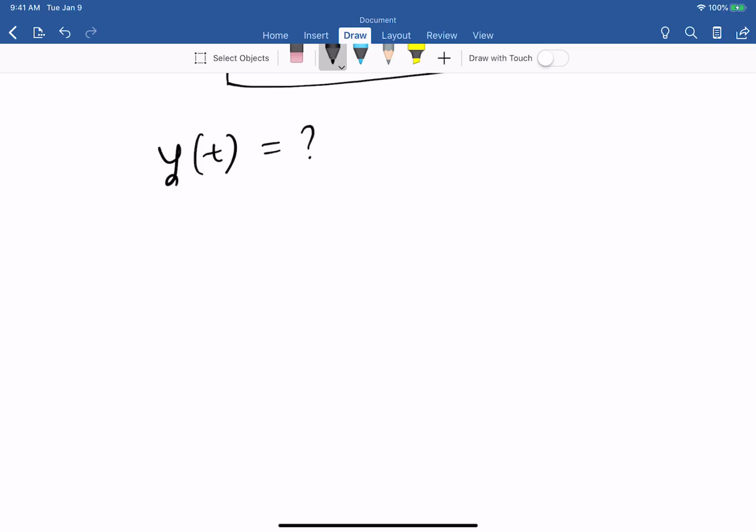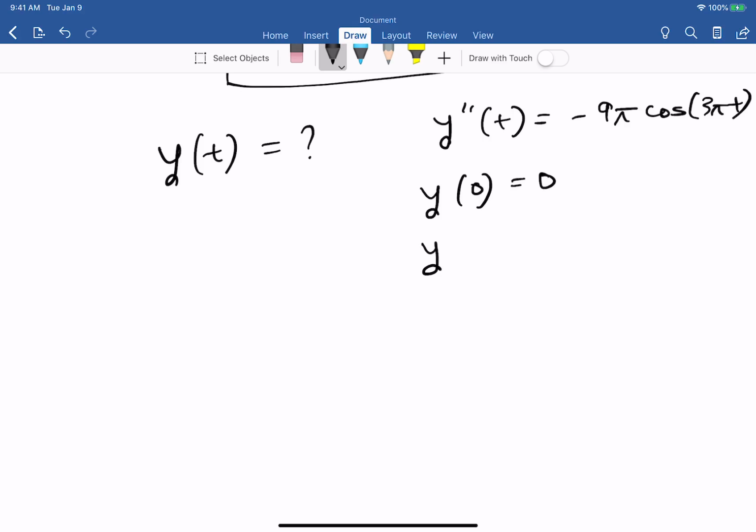So we are told that the second derivative of y, which is y double prime of t, is equal to minus 9 pi cosine 3 pi t, right? And we are given some other information as well. If you evaluate the function at t equals 0, then the answer that you get is 0. And if you evaluate the first derivative of the function, y prime, at the point t equals 0, the answer that you get is also 0.